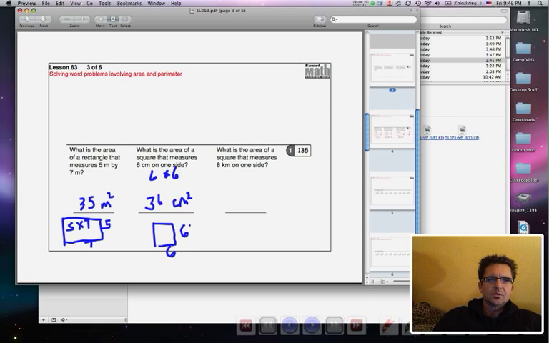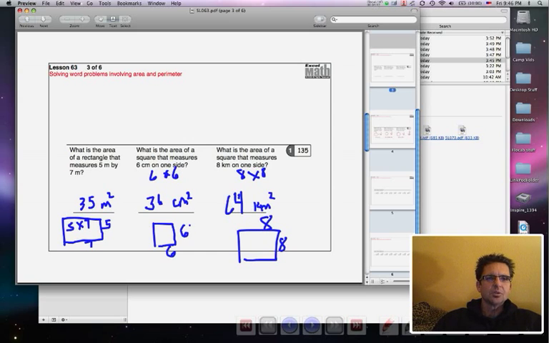square centimeters. And the area of a square that measures 8 kilometers on one side. This one's done just like the last one. 8 here and 8 here, so 8 times 8 is 64. Let's get that 4 looking a little better. 64 square kilometers. And if you add those together, you should get 135.